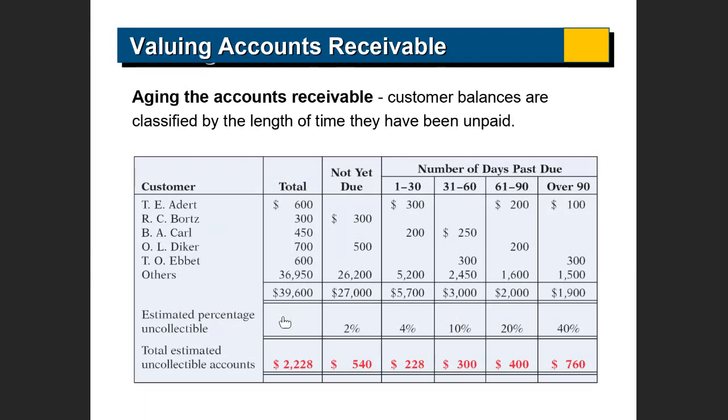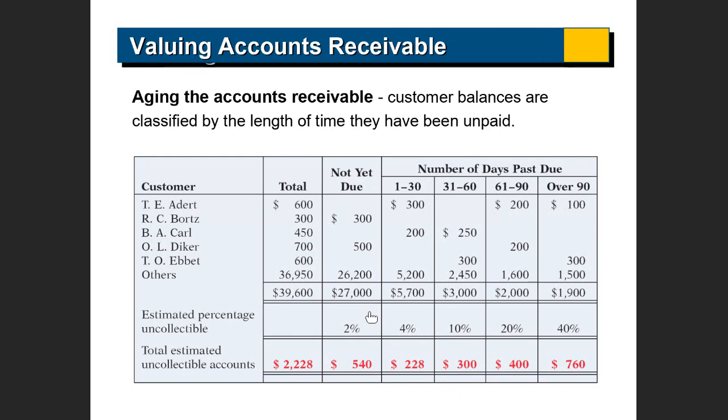Now, how do you determine these percentages? It also depends on how old the accounts receivable is. This is something we call aging of accounts receivable. The older the accounts receivable gets, the higher the possibility that you're not going to collect it. Okay, so you have here, let's say, the accounts receivable that are less than 30 days.